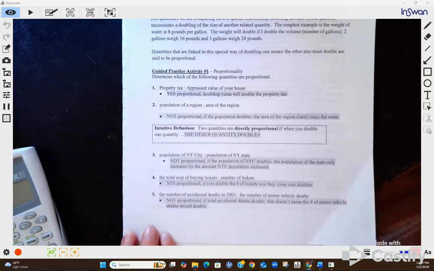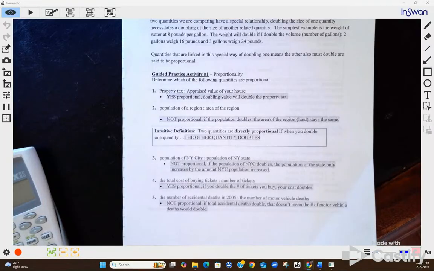So how about the population of New York City versus the population of New York State? Those are also not proportional. You can double the amount of people that live in New York City, but that's not going to double the population in the whole state. It's only going to increase the population in the state by the same amount of the increase of New York City. So it's not going to have that same relationship.